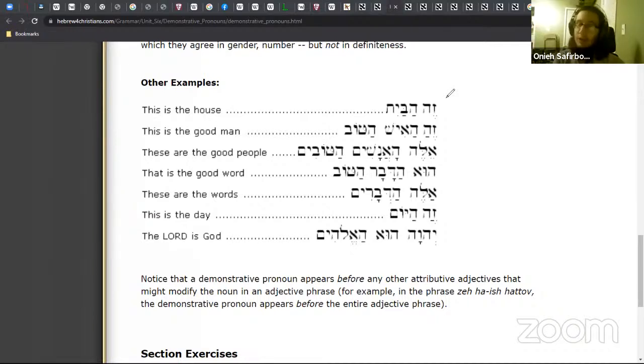Same thing for Hebrew, except it's reverse. So it's the man good, saying the man, the good one. But in Hebrew, you're just saying the man good. Good man, the man good.